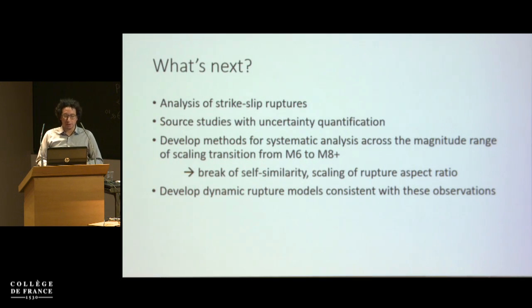What is next? So we are analyzing the strike-slip ruptures too, and it's more challenging because they have more uncertainties. And talking about uncertainties, quantifying these uncertainties will become important as we move into higher order, trying to extract higher order information about earthquakes. Of course, trying to develop methods with which we can analyze across this transition of scaling. Where is this break of self-similarity happening, and how is it happening? And with the goal of developing dynamic or physical models that are consistent with these observations.